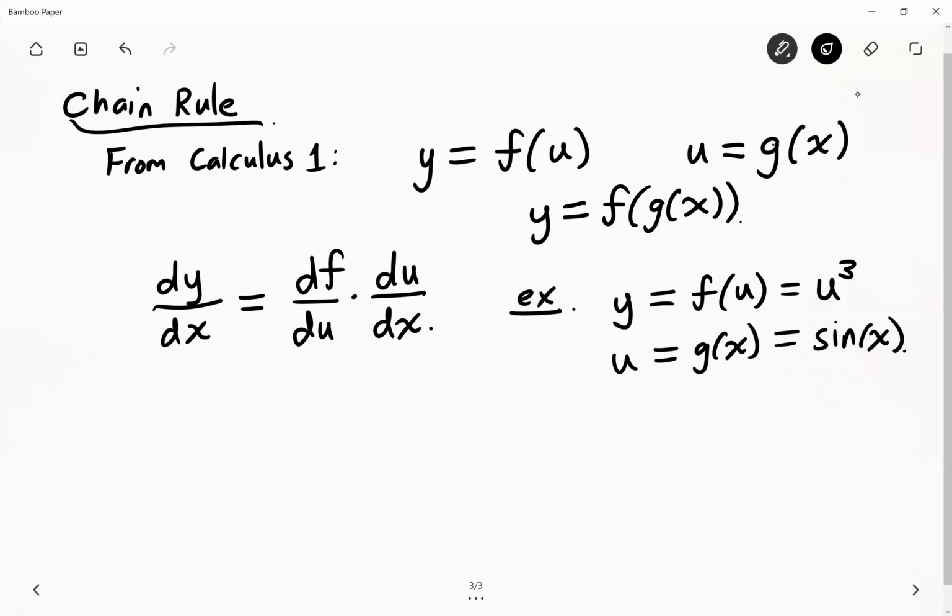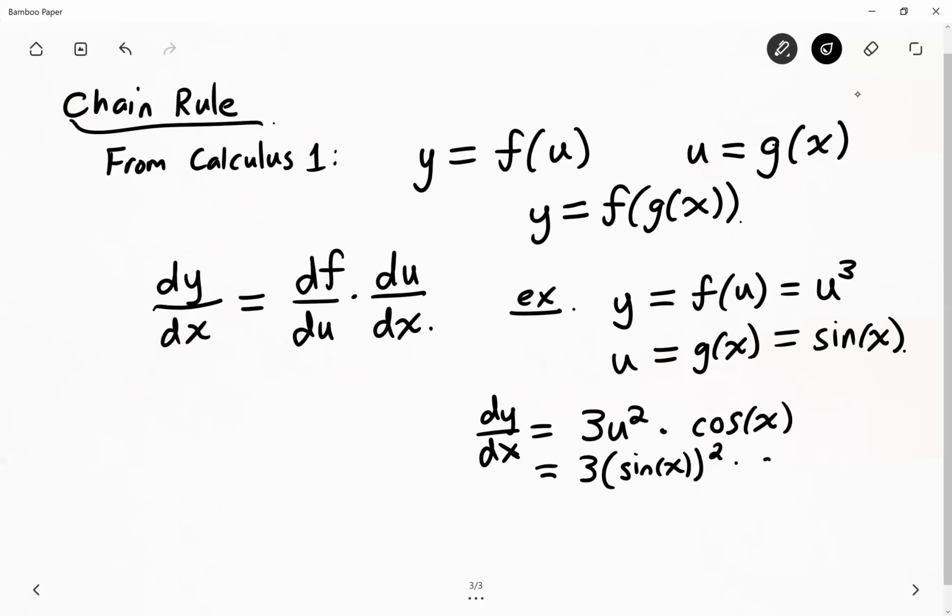And how could you calculate dy dx? dy dx is first the derivative of f with respect to u. The derivative of u cubed is 3u squared times the derivative du dx. The derivative of sine x is cosine x. And if it feels a little bit strange to see that variable u in the final formula, you could rewrite this as 3 times sine of x squared times cosine of x. Equally valid.